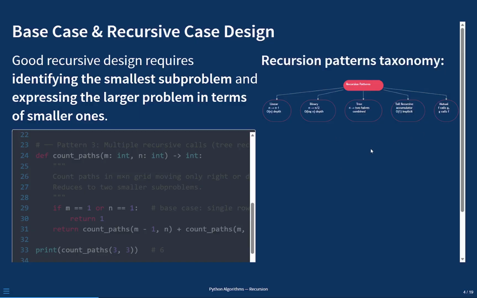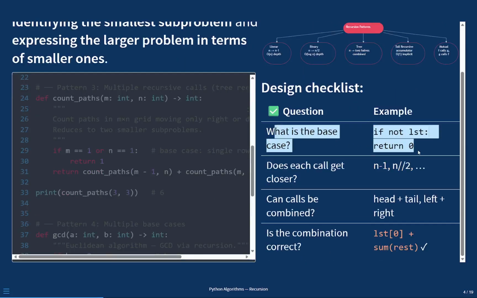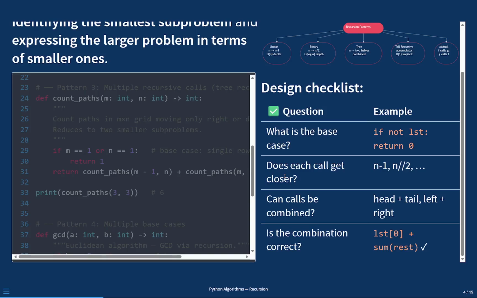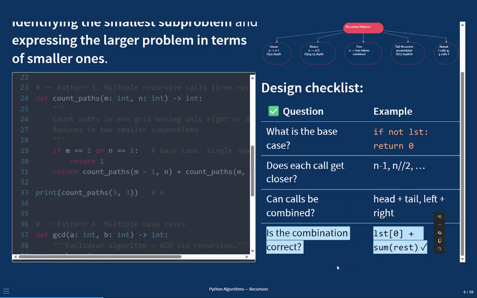Click. The design checklist to memorize. Identify the base case. What input needs no further work? Verify every branch moves toward it. n-1 is smaller than n. Identify how to combine recursive results, head plus tail, left plus right, and verify the combination is logically correct.